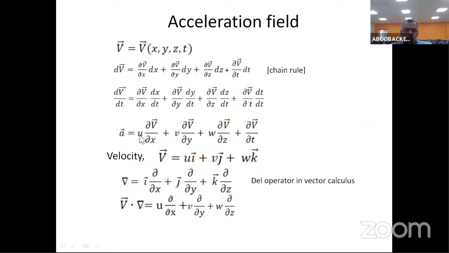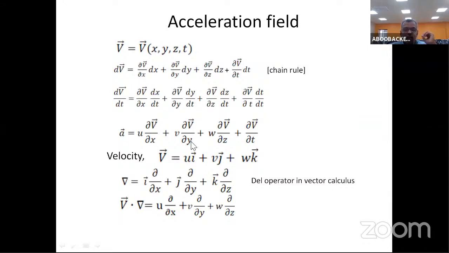This dx by dt is u. So u into del v by del x plus v del v by del y plus so on. So this is the acceleration we will be using in all these equations, especially in the Navier-Stokes equation. So that's why I just introduce it here. Also in vector form, we'll be denoting this velocity as ui plus vj plus wk. And also this del operator is very essential for our fluid dynamics. So there is an operator del, which is i del by del x plus j del by del y plus k del by del z.